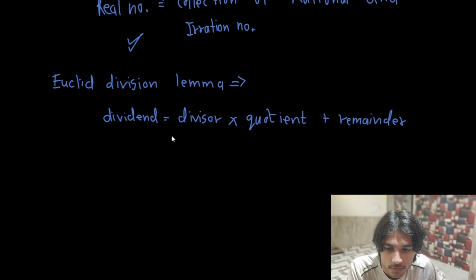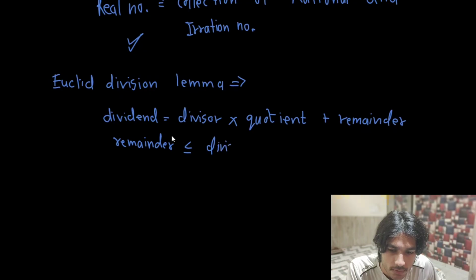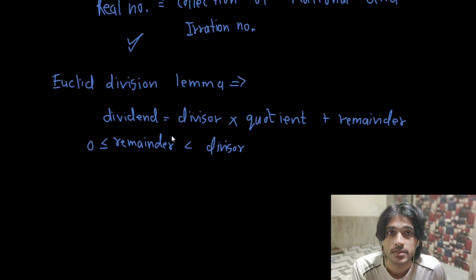And there are some properties. One of the properties is that remainder is less than divisor. It can't be equal to divisor, right? Because if it is equal to divisor, then we can always just get remainder 0. So it can't be equal to divisor, and obviously it will be greater than or equal to 0. So this is basically Euclid's division lemma, that dividend is equal to divisor multiplied by quotient plus remainder.